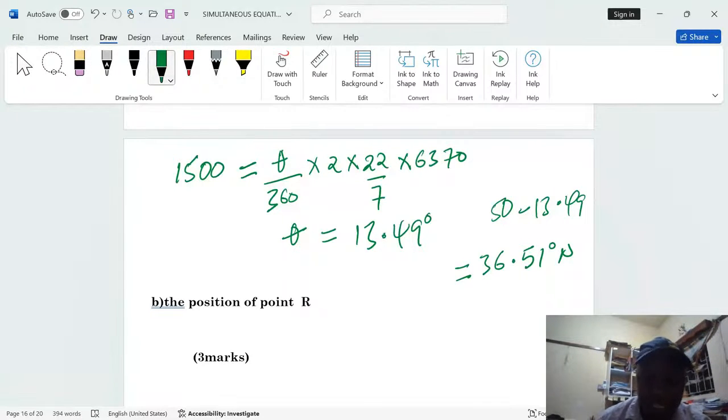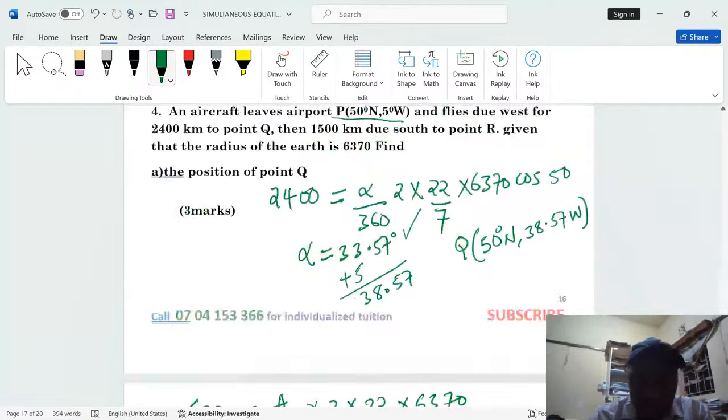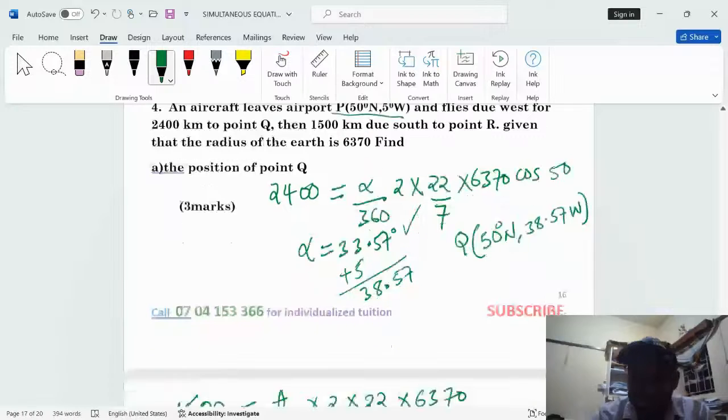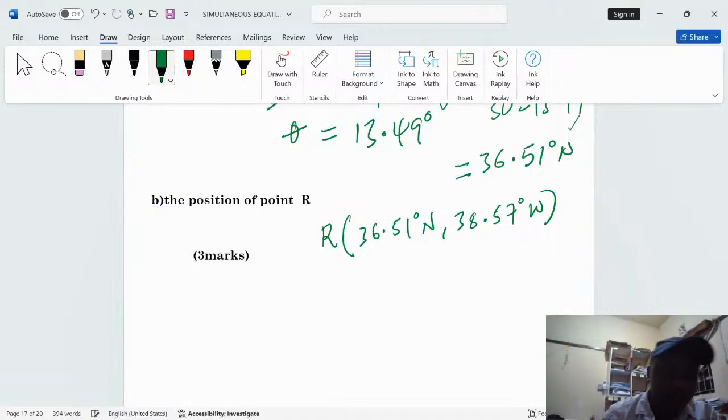When you move from 50 downwards through an angle difference of 13.49, you will find yourself at 36.51, still in the northern hemisphere. Therefore, the position of R now will be given by 36.51 degrees in the north, 38.57 degrees in the west. So that is the position of R.